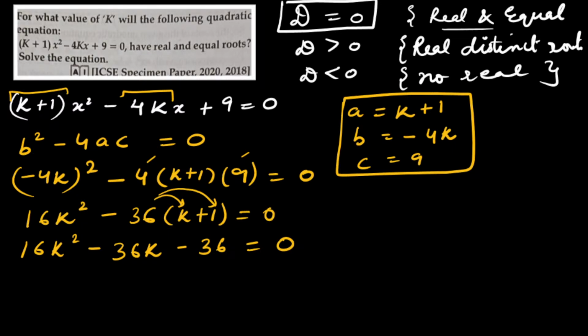So first of all, let's simplify. This is very big. If any common factor is there, I think 4 is a common factor. With the common factor, we can divide both the sides with 4. So here I'll get 4k square minus 9k minus 9 is equals to 0. Are you all getting the same equation? 4k square minus 9k minus 9.